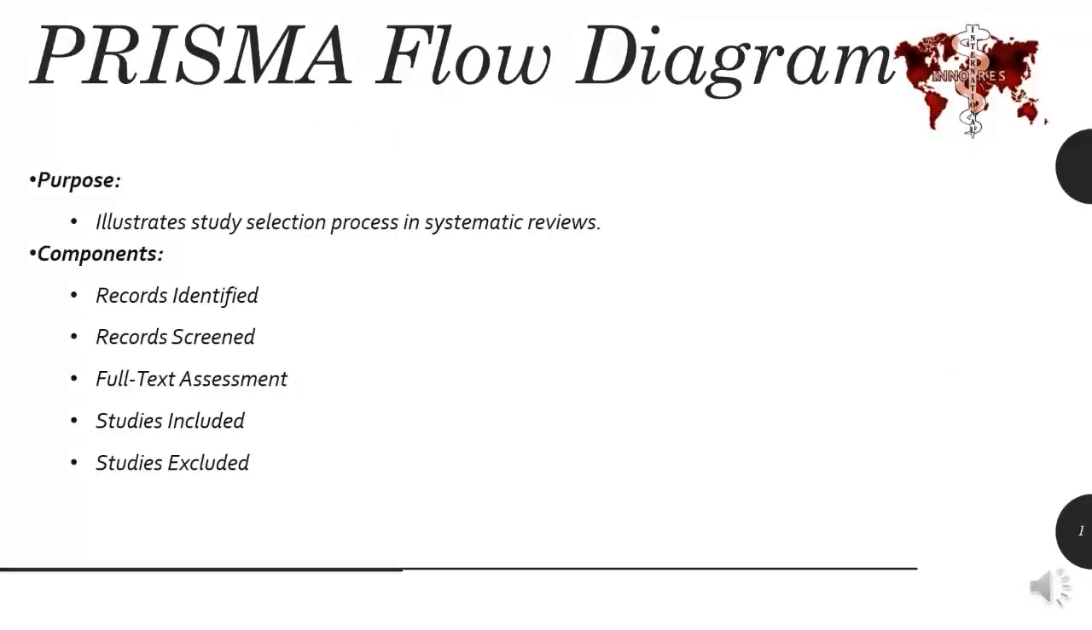So, as I mentioned earlier, the Prisma flow diagram is a flow chart that illustrates the study selection process in systematic reviews. So it has several components. The records identified, the records screened, the full text assessment, studies included, studies excluded. And the purpose of the flow diagram is to just show the study selection process in an interactive and easy to visualize manner.